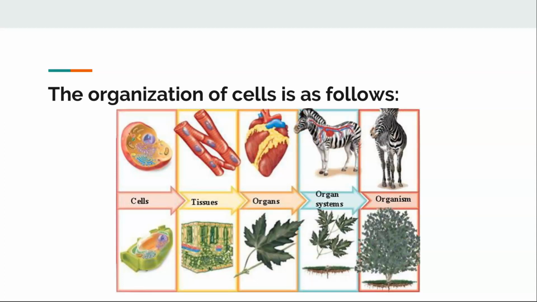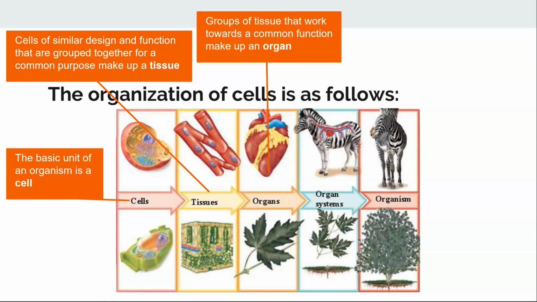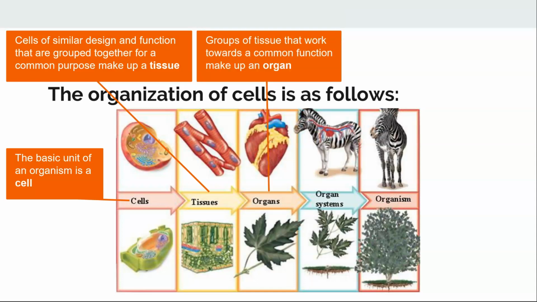So we know the basic unit of an organism is the cell. Now, cells of a similar design and function that are grouped together for a common purpose make up a tissue. And we'll look closely at plant tissue later in this presentation. Groups of tissue that work towards a common function make up an organ. In a plant, this would include roots, leaves, and stems.